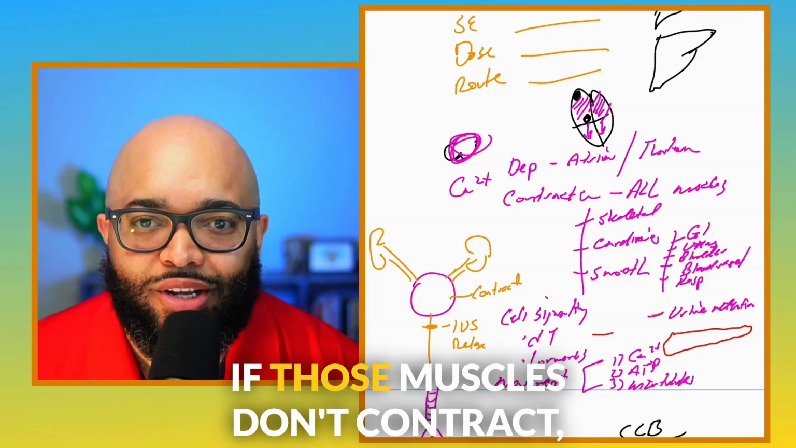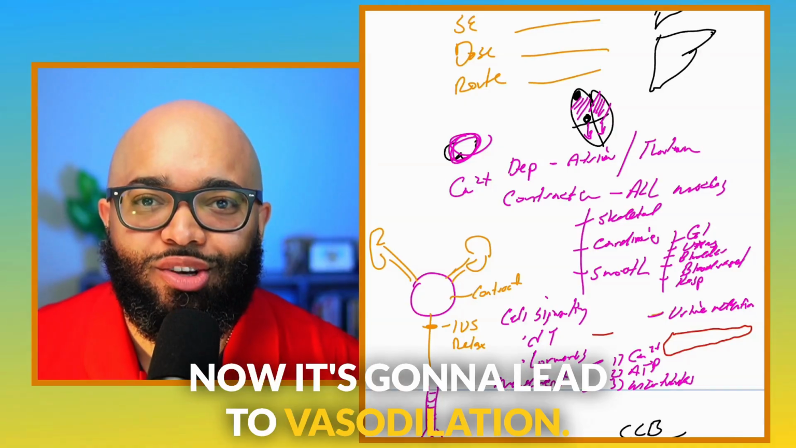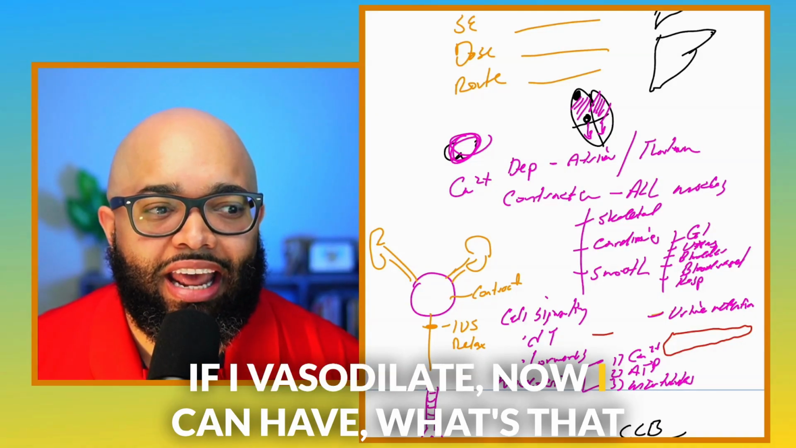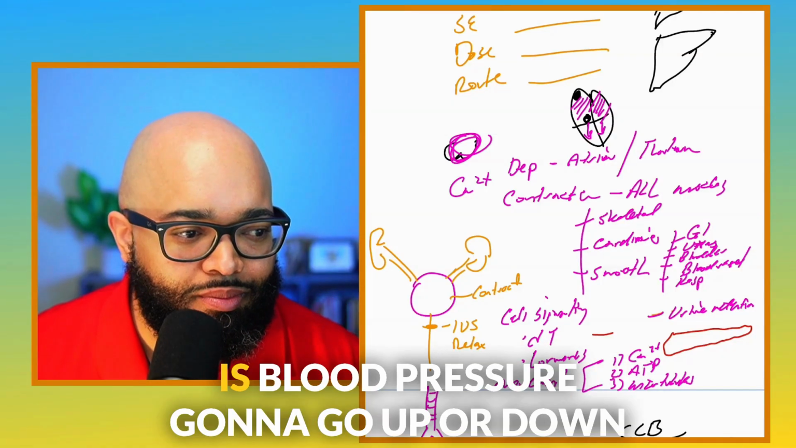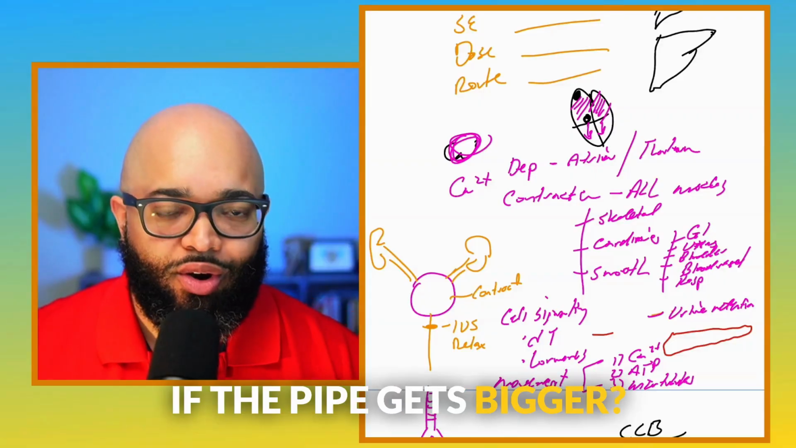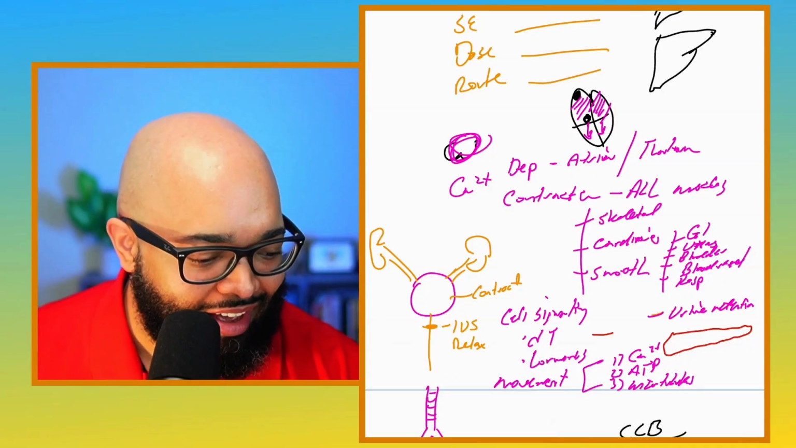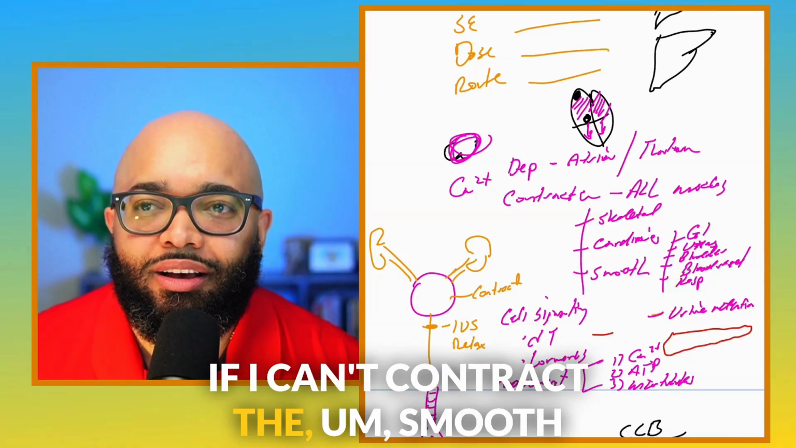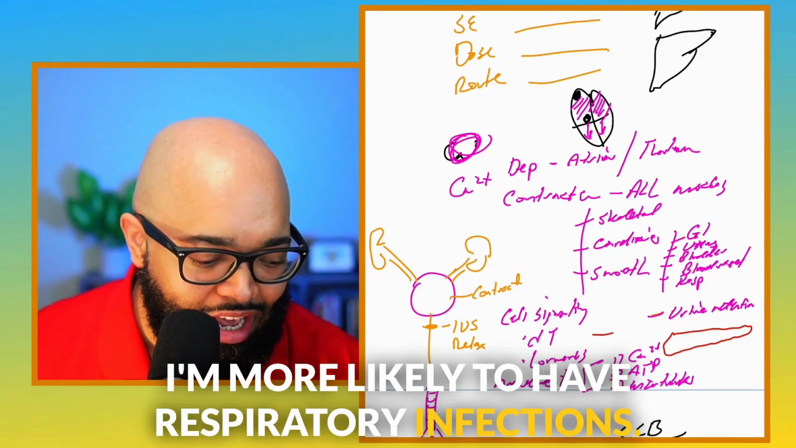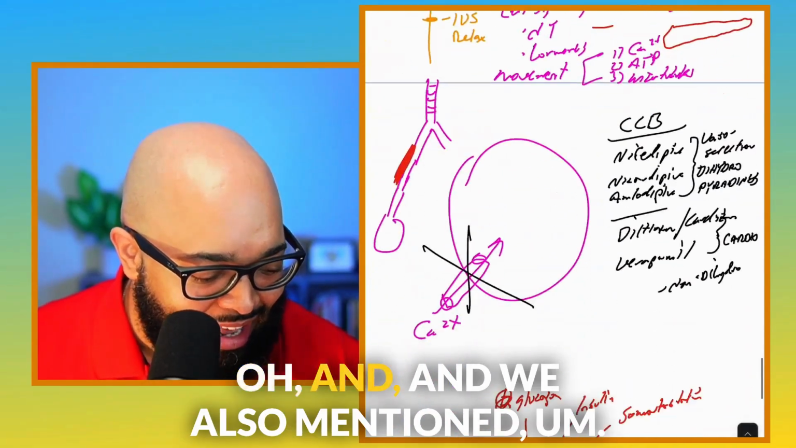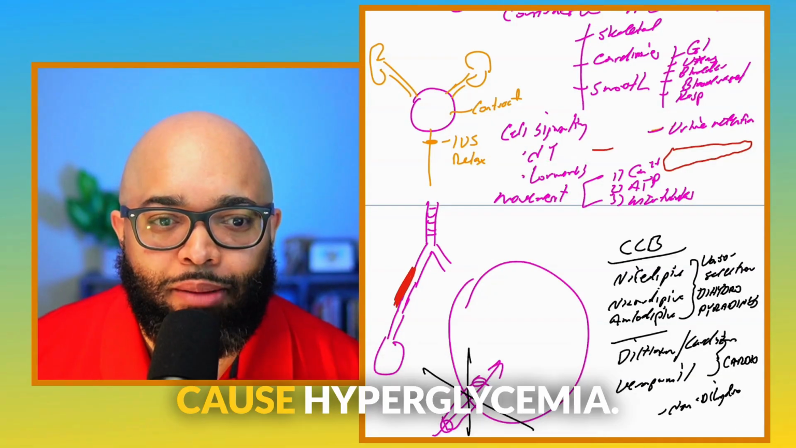In the blood vessels, if those muscles don't contract, then the muscles surrounding the blood vessel relax. Now it's going to lead to vasodilation. If I vasodilate, what's that going to do to my blood pressure if I widen the blood vessel? Is the blood pressure going to go up or down if the pipe gets bigger? Aha, so now I can cause hypotension. Okay, if I can't contract the smooth muscle around the respiratory tract, now I'm more likely to have respiratory infections. Look how many things. Oh, and we also mentioned when it comes to hormones like insulin, it could also cause hyperglycemia.